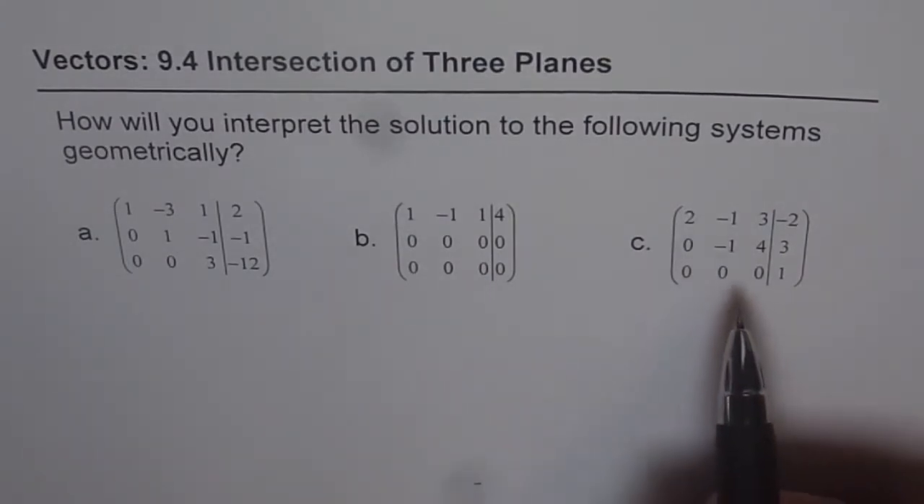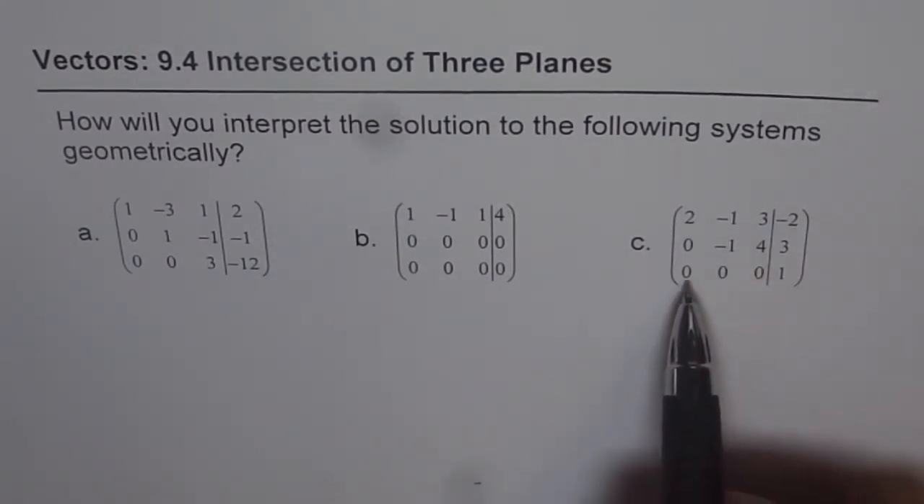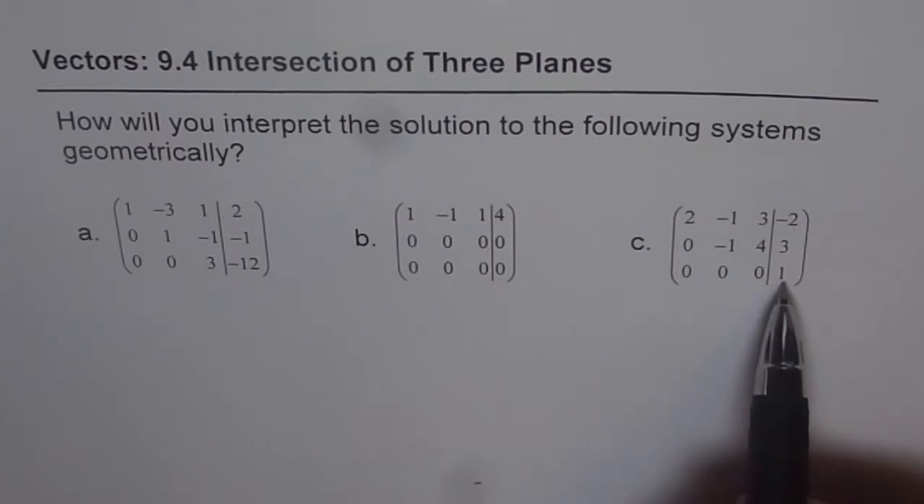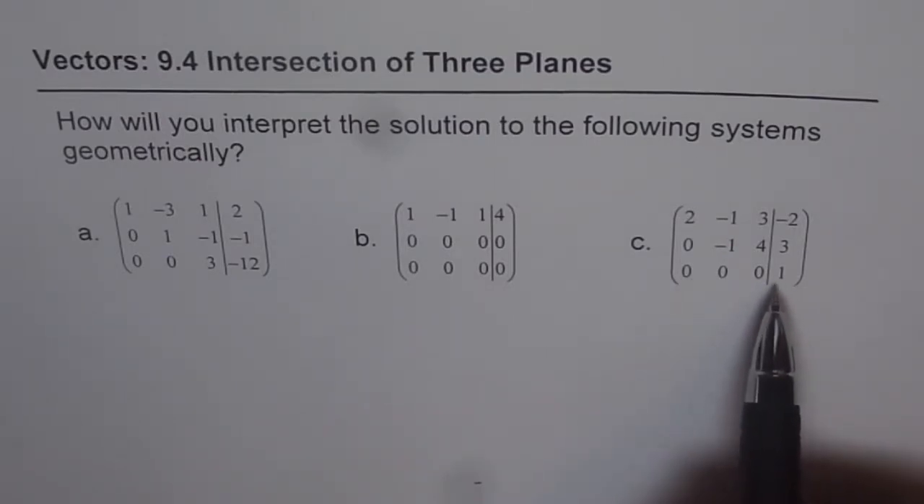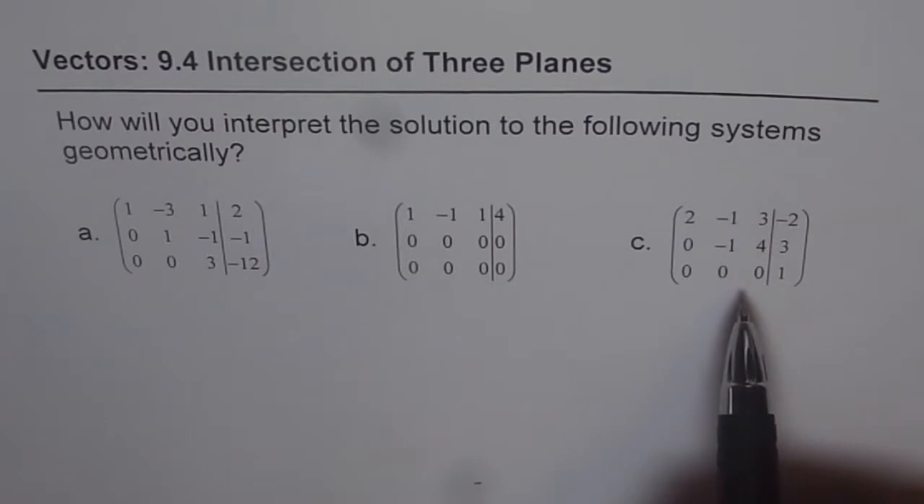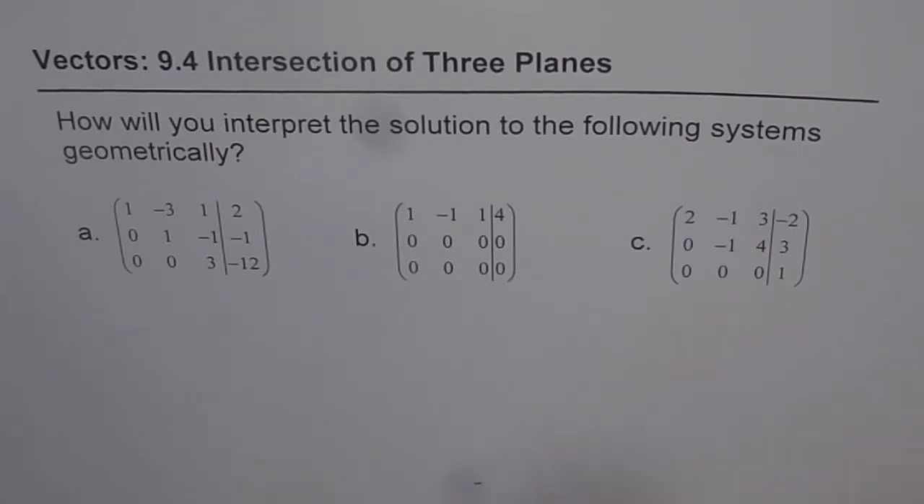In the last case, what you notice is that you got 0, 0, 0, and you get 0 equals 1, which is not possible. So this is not a solution. The system is inconsistent in this case. And what really happens here is that the two planes will intersect in a line, but the third plane seems to be parallel to the intersection of that line. So I'll draw and show you how geometrically it should look.